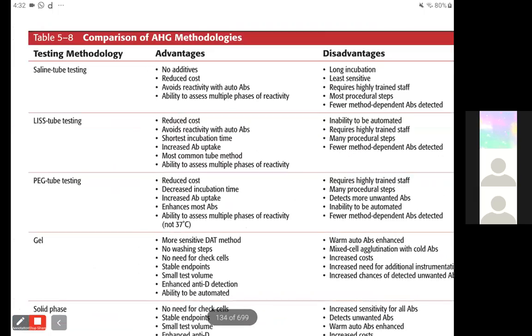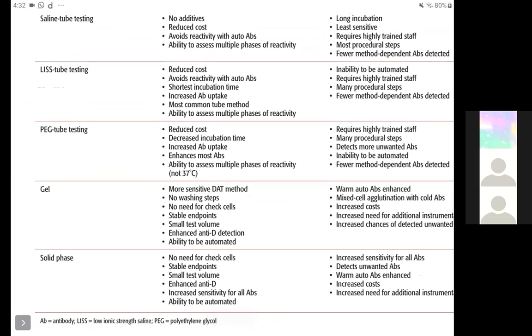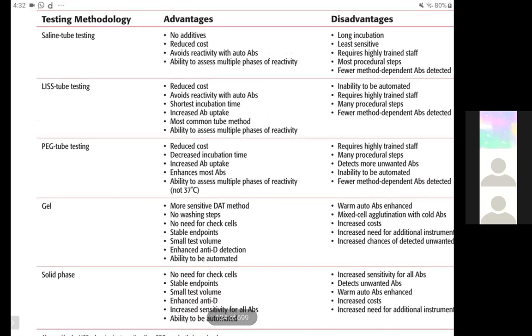We have the saline tube testing, the LISS and the PEG tube testing, then we have the gel in the solid phase. The saline tube testing has no additives attached. Of course, there is reduced cost, and this avoids reactivity with the autoantibodies, and we are able to assess the multiple phases of reactivity. But the disadvantage is that too long an incubation is required, 60 to 120 minutes perhaps, and it is not specific and requires highly trained staff and a lot of procedural steps in between.